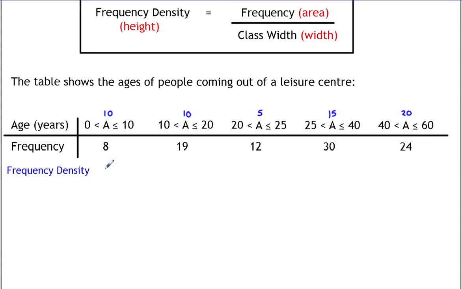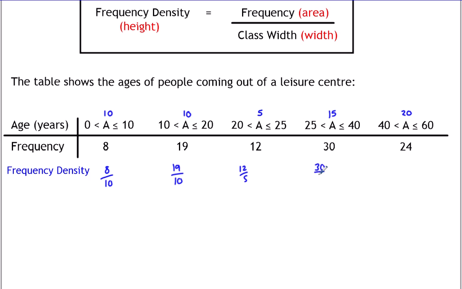So the calculations we're going to be doing are 8 divided by 10, 19 divided by 10, remember this is the area along the bottom row here, 12 divided by 5, sorry, the other way around, 30 divided by 15.